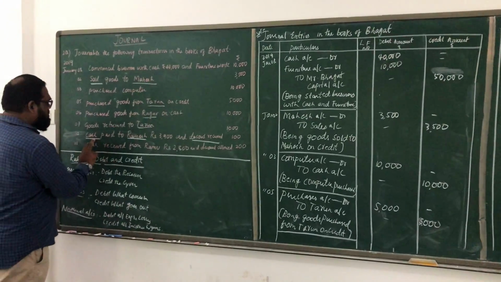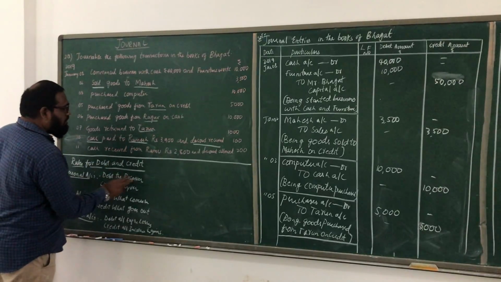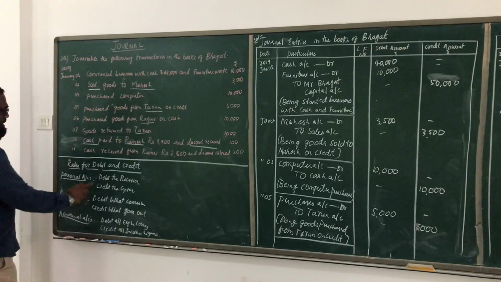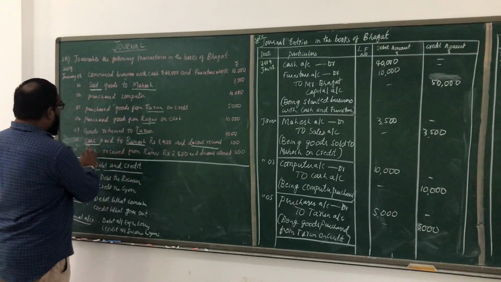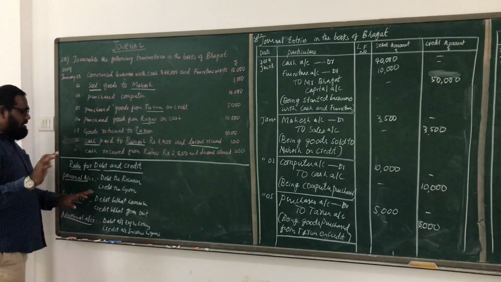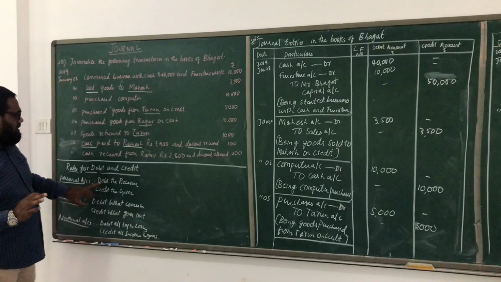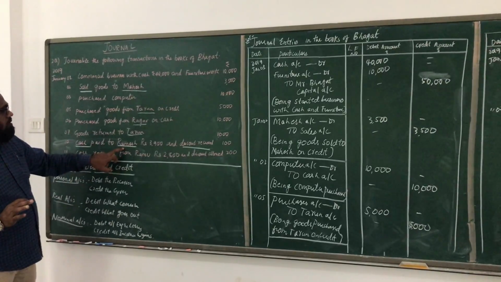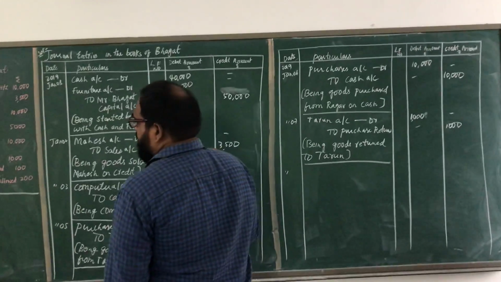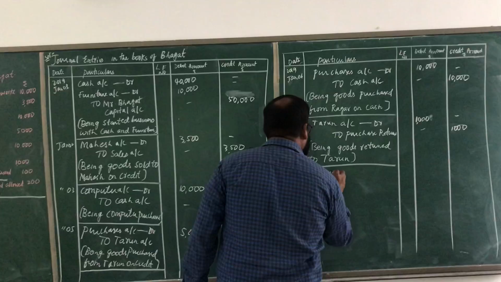Cash comes under real account rule, Ramesh is a personal account, and discount received means income, so I have to show it as a nominal account. These three rules we have to apply here. First, we are paying cash to Ramesh. We have to see whether Ramesh is the receiver or giver. As per the transaction, Ramesh is the receiver. Cash paid to Ramesh, so we have to write Ramesh's name in the debit first. January 10, Ramesh account debits.